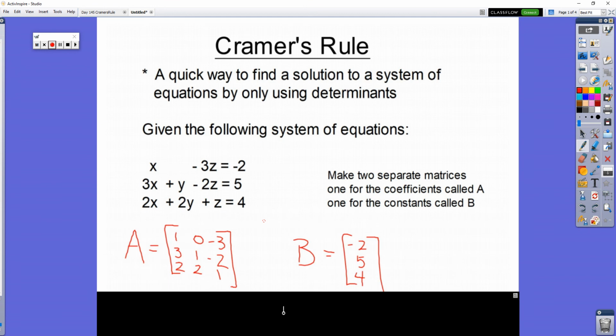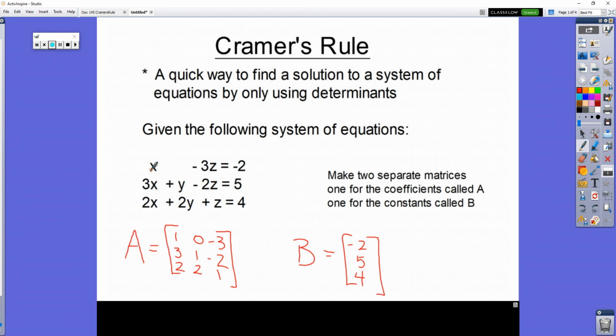So this is what it looks like. Matrix A, which is just going to be the coefficients from in front of x, which is going to be 1, 3, 2 down the first column, 0, 1, 2 down the middle column for the y's, -3, -2, 1 down the last column for the z's. So this is just the coefficients. And then we make a completely separate matrix for just the constants, -2, 5, 4. We put those in their own matrix. So instead of all together in one, Cramer's rule splits us up into two matrices, matrix A and matrix B.